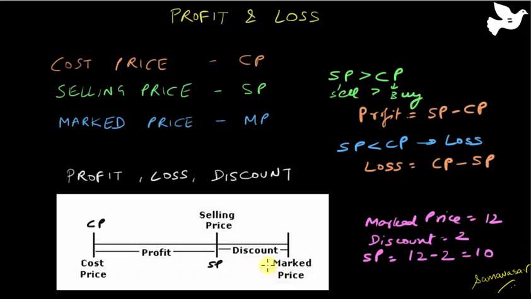So one thing you need to remember is that the profit percentage is always calculated on the cost price, and the discount, if it's in percentage, is always calculated at the marked price. So let's look at the formula for the percentages.